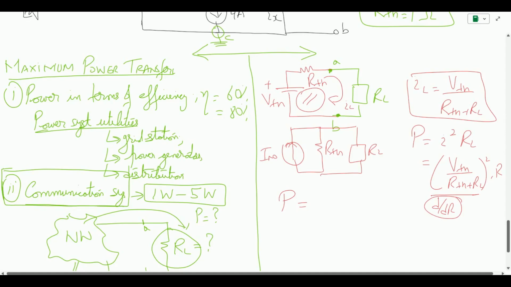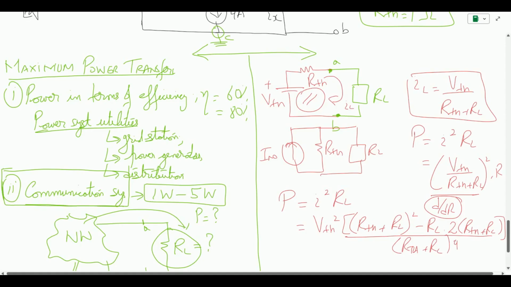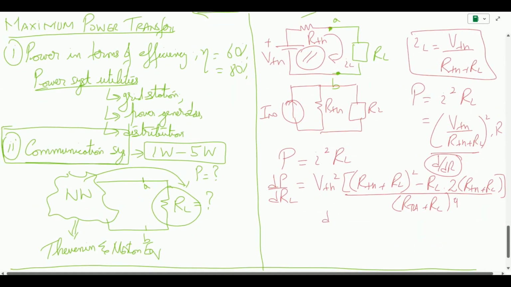So we get an equation like this, I square RL. We apply the derivative and we get something like V Thevenin square, R Thevenin plus RL whole square, minus RL into 2 R Thevenin plus RL, divided by R Thevenin plus RL whole 4, and this is basically your dP, the power divided with respect to the load resistance. Now in order to have the maximum power, we take the differentiation of this power and equate it to 0, so that all the power is balanced out.